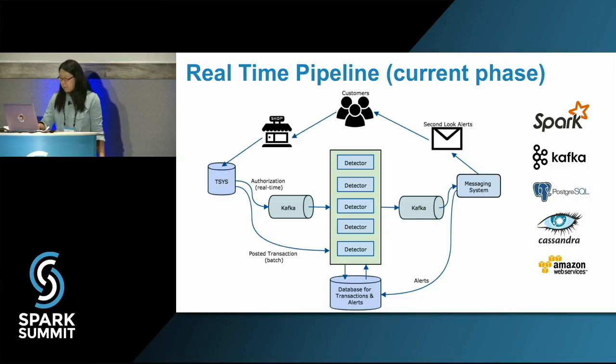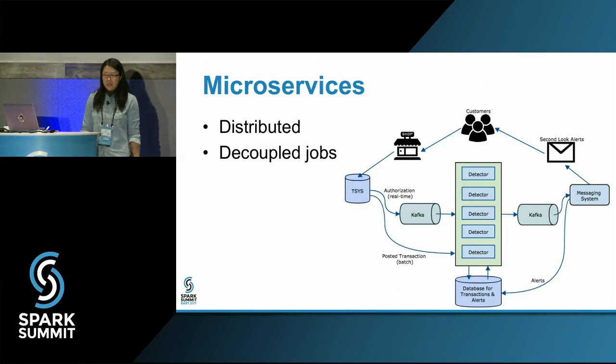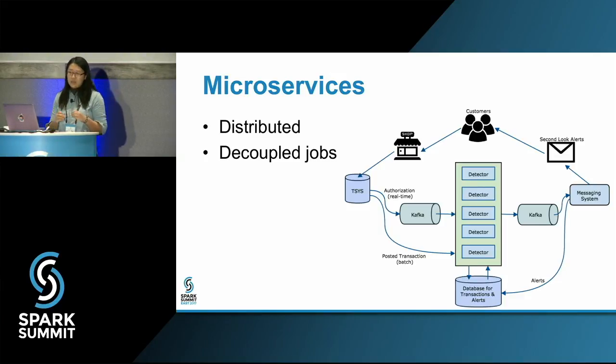The first feature of our pipeline is that it is microservice based. Every component is a distributed, decoupled job. This enables us to update every single component without dependency on others, and also makes our pipeline language independent. For example, some of our detectors are written in Scala, others are written in Python.